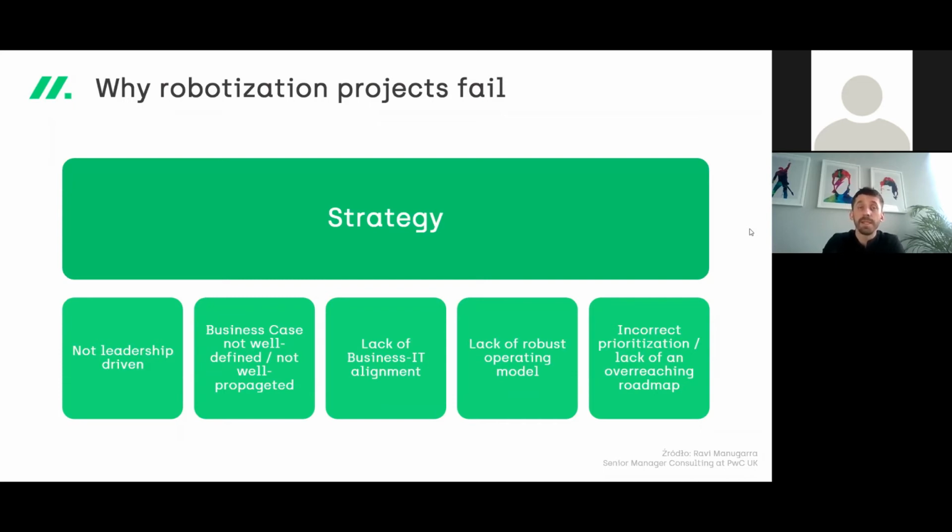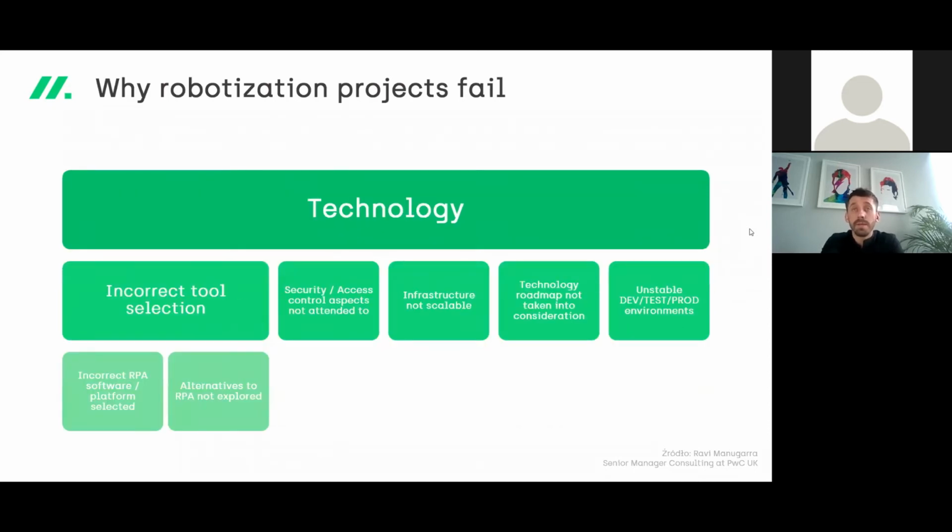We can also have some issues with IT. That's why it's really important to engage IT departments at the very beginning of the robotization process. Then we can have a lack of a robust operating system, or incorrect prioritization, or lack of an overarching roadmap.